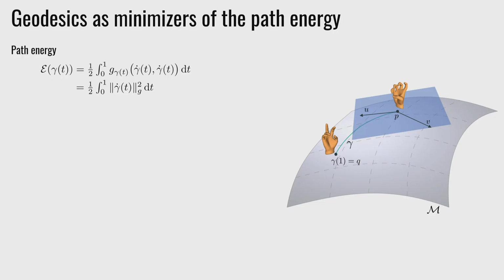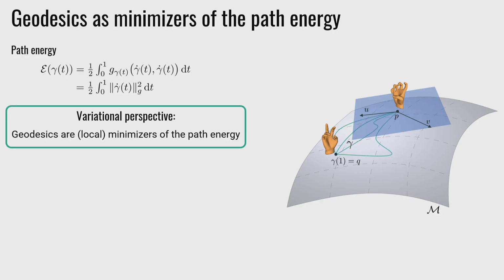And instead of looking at the path length, you can also consider the path energy, which looks similar, but without the square root. And the second line is just a rewriting so that you can maybe relate it to some kinetic energy. So you see that you have the squared norm of the velocity of your path, but measured in this Riemannian metric. And then you can define geodesics as minimizers of this path energy. So the geodesic, or the meaningful interpolation in this case, would be the path that minimizes the energy, so has the lowest energy.